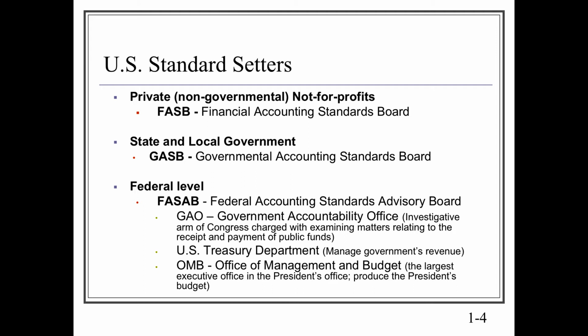Recommendations by the FASAB are reviewed and become effective unless objected to by one of the principals: the U.S. Government Accountability Office, or GAO, the U.S. Department of the Treasury, or the U.S. Office of Management and Budget, OMB. GAO is an investigative arm of Congress charged with examining matters relating to the receipt and payment of public funds. The U.S. Treasury Department is responsible for managing the government's revenues. OMB is the largest executive office in the President's office and produces the President's budget.